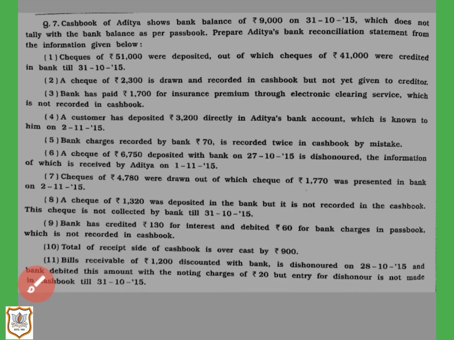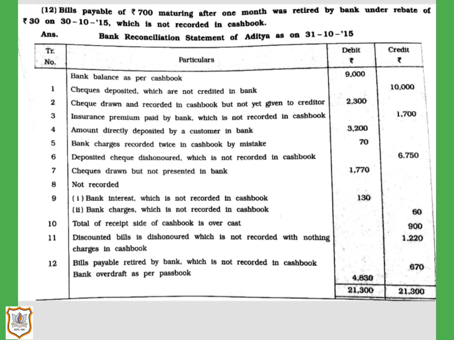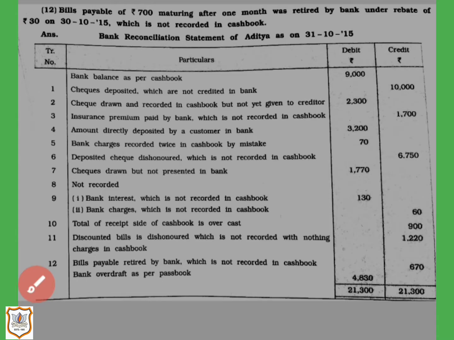Here it is. Bank charges recorded twice in cash book by mistake, amount is rupees 70, which will be shown in debit column of BRS. Now let us move to next information.